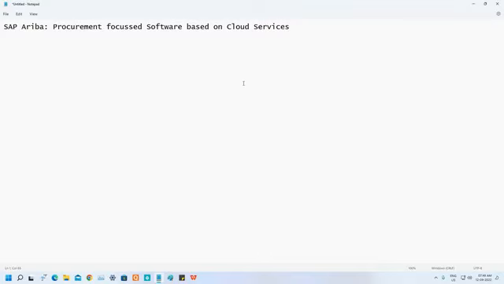That means whenever you are going after Ariba job opportunities, you will see they are functional consultant jobs only. It's not a technical consultant job. Why? Because there is no technical role. Before 2010, Ariba used to have an on-premise solution, so for that you had a technical consultant. But after 2010, Ariba was launched as a cloud solution, so there are no technical roles.